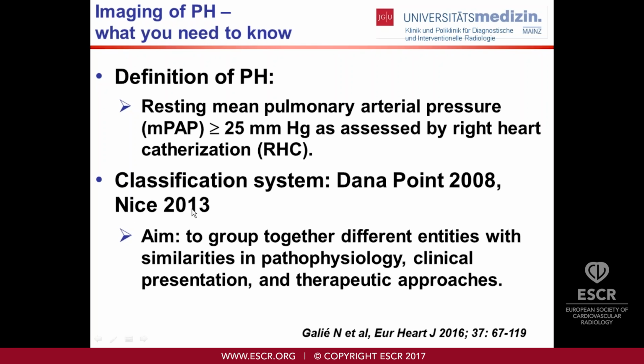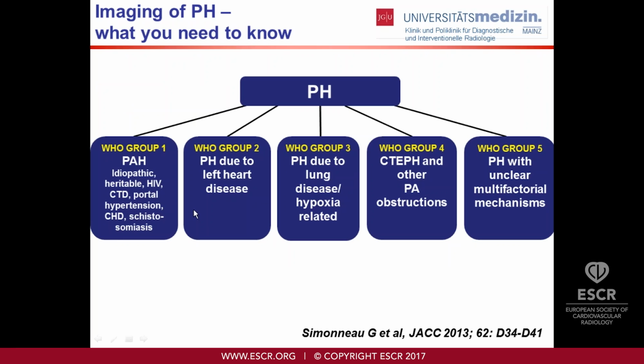It was the World Health Organization that organized a meeting in Dana Point in 2008 where they built a classification system. This classification system aimed to group together different entities with similarities in pathophysiology, clinical presentation, and therapeutic approaches. It is still under continuous evaluation, and the last workup was done in Nice in 2013, with a nearly unchanged grouping of these different entities.